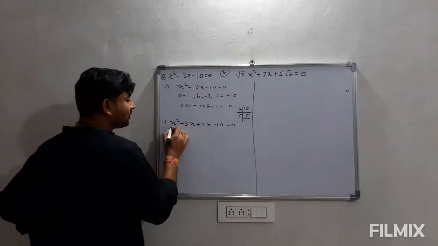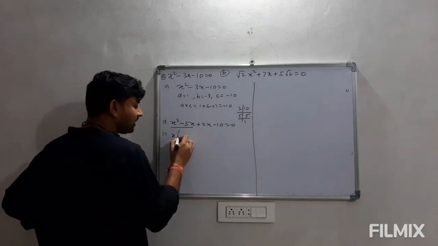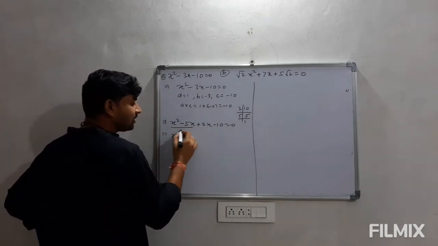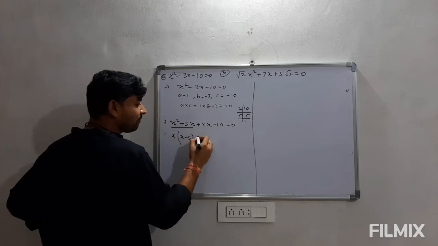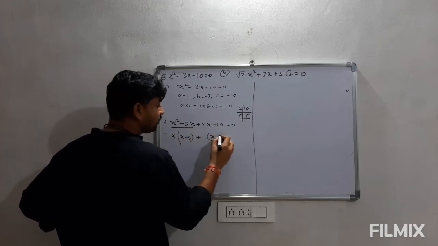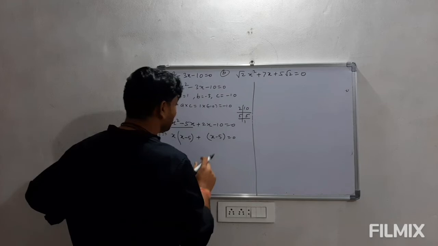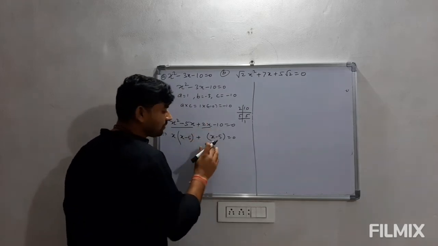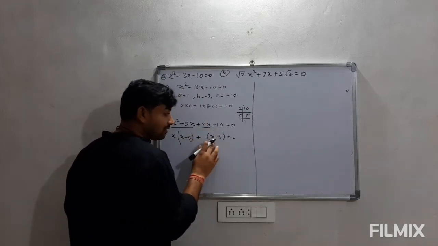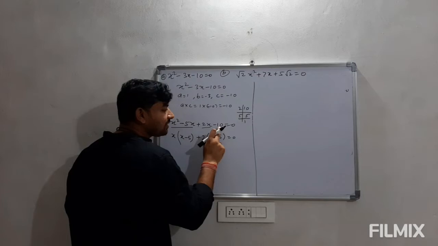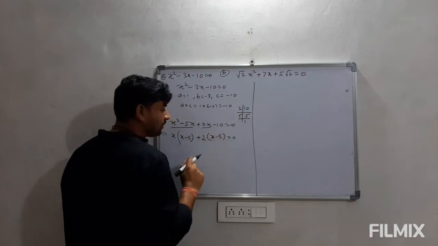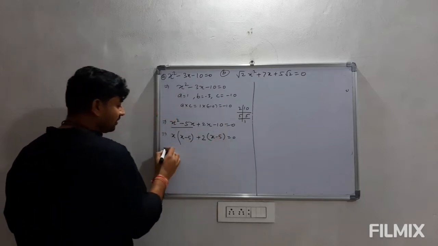Now take common from these two terms. Clearly it is only x, so x will remain. From here it is minus 5 plus, as I told you, we have to write the same bracket here. Now here the term was 2x, we are writing 2 only inside the bracket, means 2 is taken common, then 10 divided by 2 is minus 5. So this is the term.